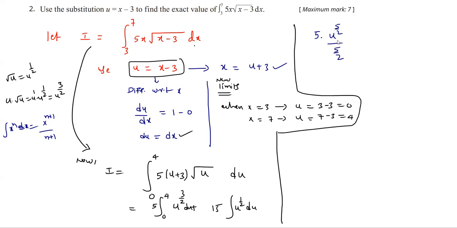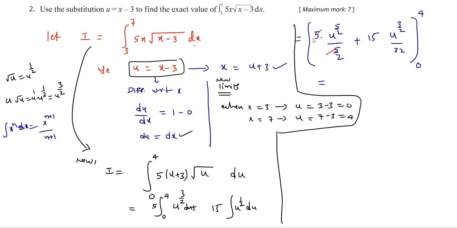So 5 times u power 3 by 2 plus 1 upon 3 by 2 plus 1, which is 5 by 2. Plus the second one, 15 times u power 1/2, which is u power 1/2 plus 1, which is 3/2. So u power 3 by 2 upon 3 by 2. This whole thing, limits are 0 to 4. Now this is a simplification which you can do easily.